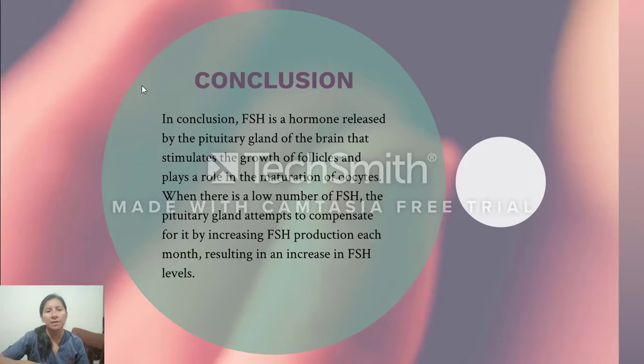In conclusion, FSH is a hormone released by the pituitary gland of the brain that stimulates the growth of follicles and plays a role in the maturation of oocytes. When there is a low number of follicles, the pituitary gland attempts to compensate by increasing FSH production each month, resulting in an increase in FSH levels.